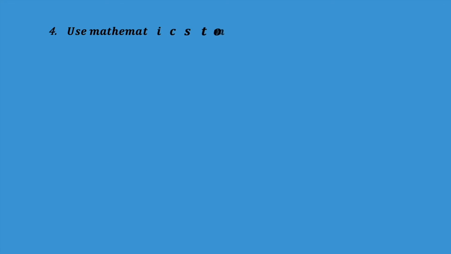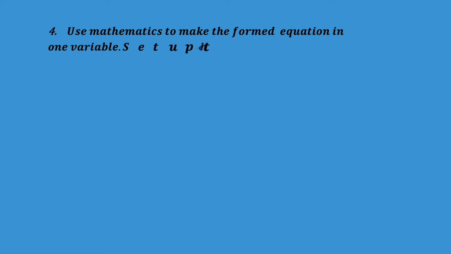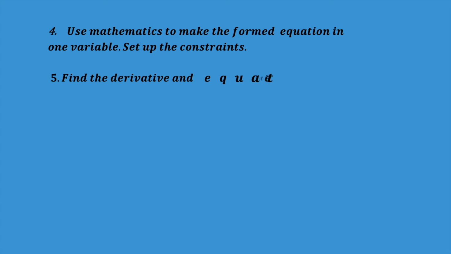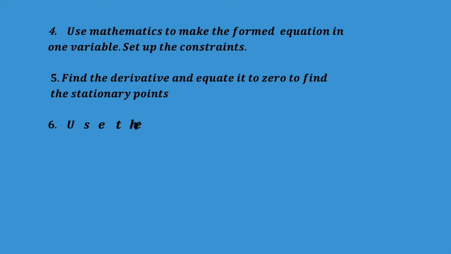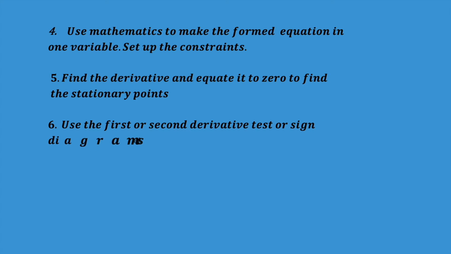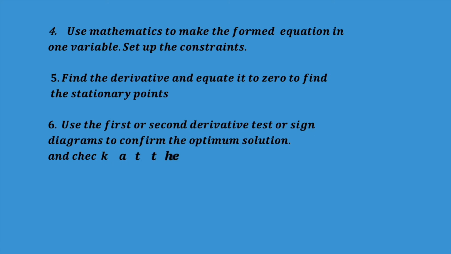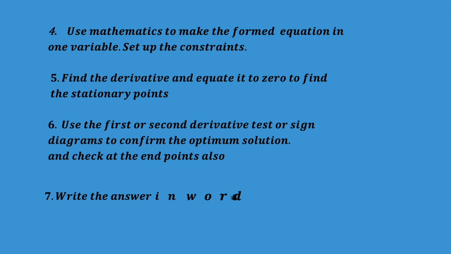Step number four, use mathematics to reduce the equation formed in the previous step to one variable. Set up the constraints. Step number five, find the derivative and equate it to 0, to find the stationary points, where the gradient is 0. Use the first or second derivative test or a sign diagram to confirm the optimum solution, and check at the endpoints of the constraints also. Step number seven, do not forget to write the answer as per the question in words.